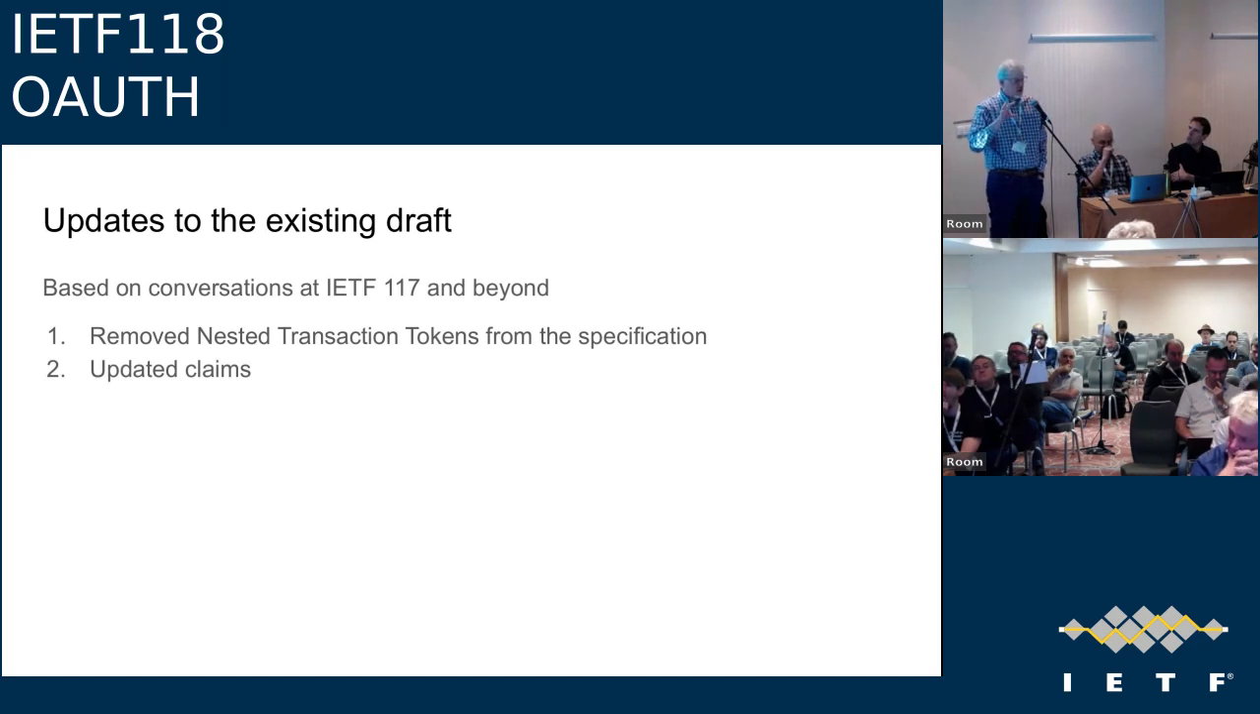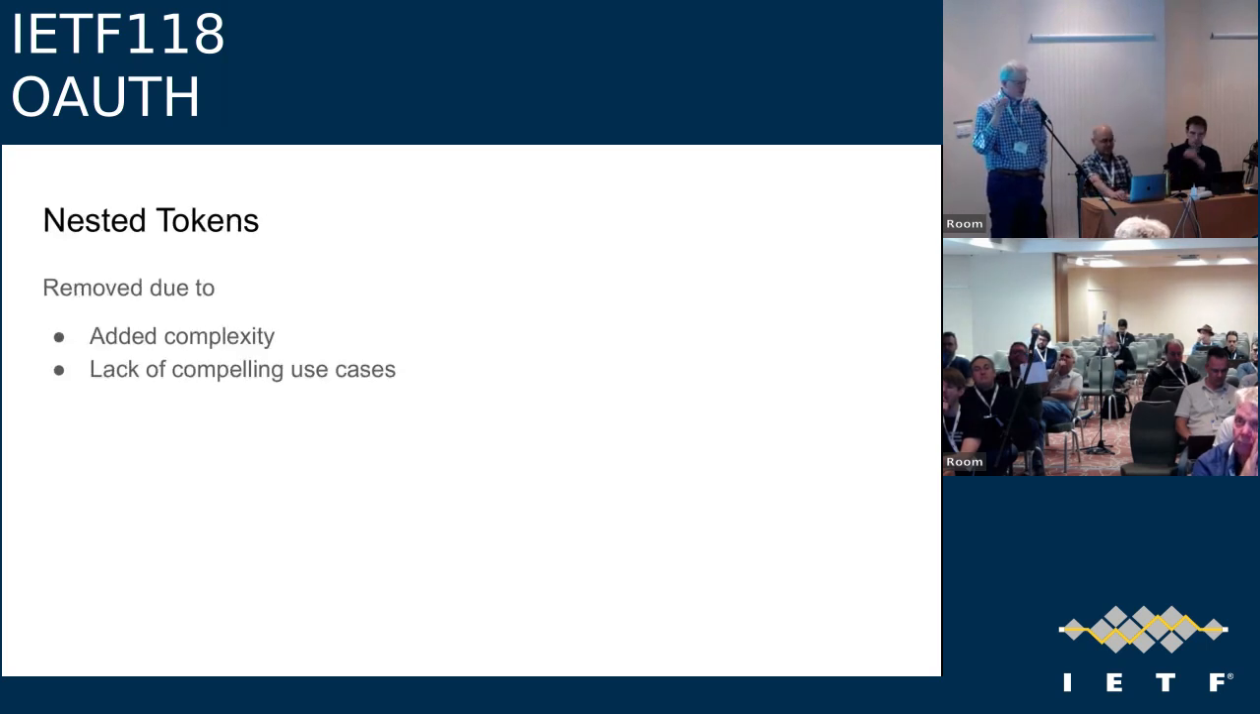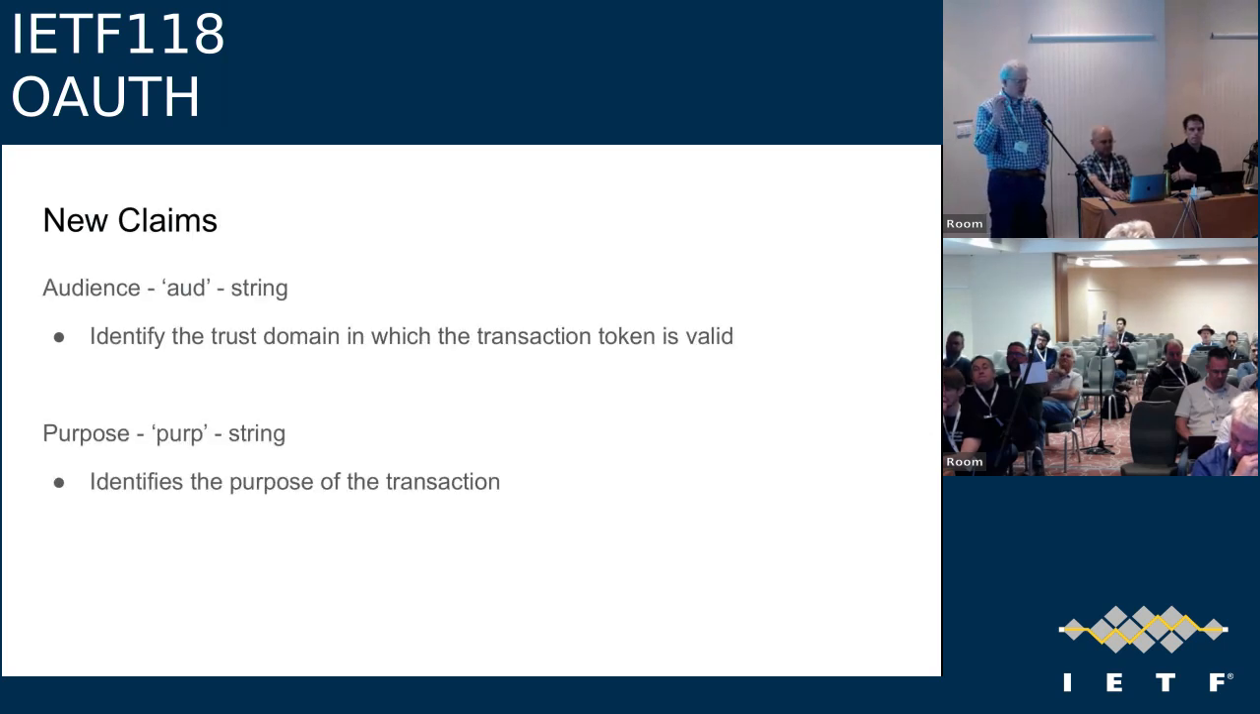And then the spec also talks about a way to get a replacement transaction token. We also had this concept of nested transaction tokens, and we didn't have good uses for them. So let's go to the next slide. There was a lot of complexity and a lot of security implications. We didn't have a lot of good use cases, so we took these out. Next slide. We did add a bunch of new claims.